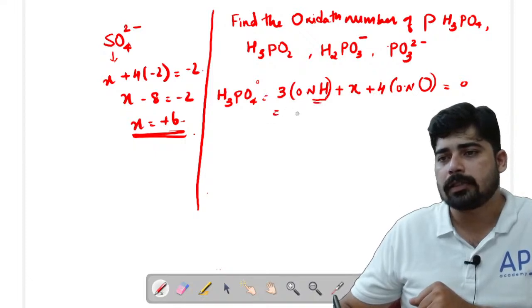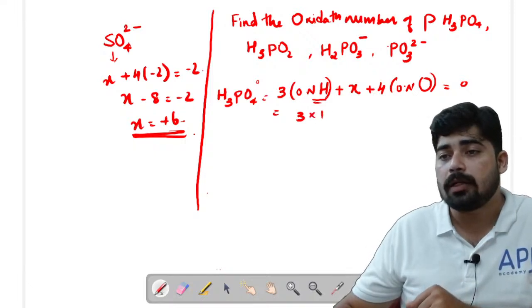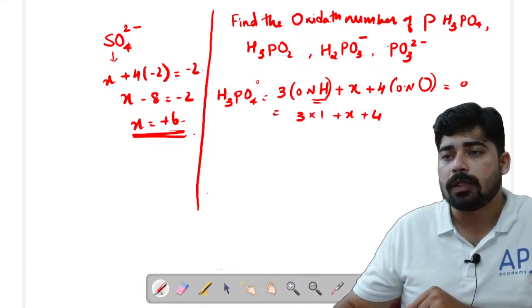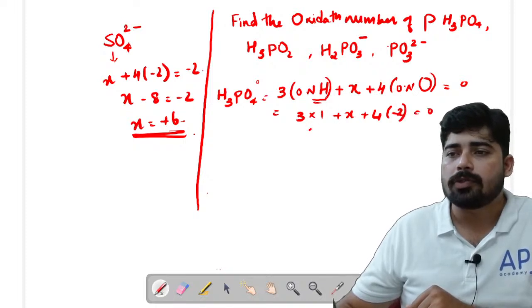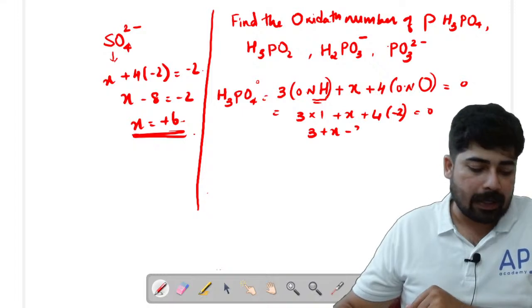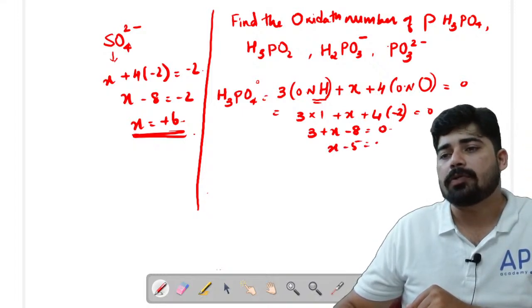Oxidation number of hydrogen is normally plus 1 except in the case of hydrides. So 3 into 1 plus X plus 4 into oxidation state of oxygen, generally minus 2, equal to 0. So 3 plus X minus 8 equal to 0. So X minus 5 equal to 0, X equal to plus 5.